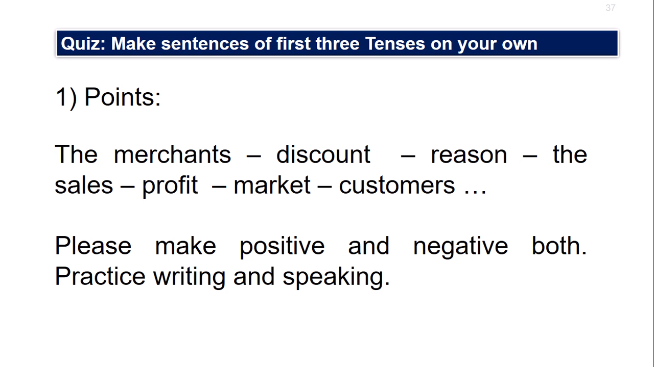So here we have the points for the first sentence: the merchants, discounts, reason for giving discounts, and the reasons could be the sales, profit, market, customers, you know. So it is not compulsory or mandatory to accommodate all these words, all these points or clues that have been given to you. You can choose any of the words. You can miss any, and if you can include or accommodate all the words or clues or points that have been given, it will be well and good.